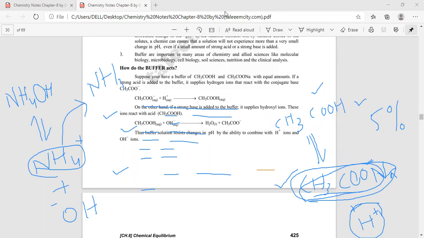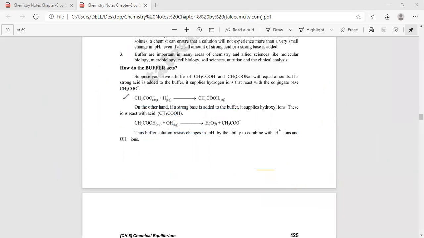You can observe this by this equation: acetate ion plus hydrogen ion. When they react together, they make acetic acid. This equation represents that acid is added in a buffer solution. Here you can see the proton. Protons mean we are adding acid, because acids are proton donors. So protons are added in a buffer solution. What will the buffer solution do?